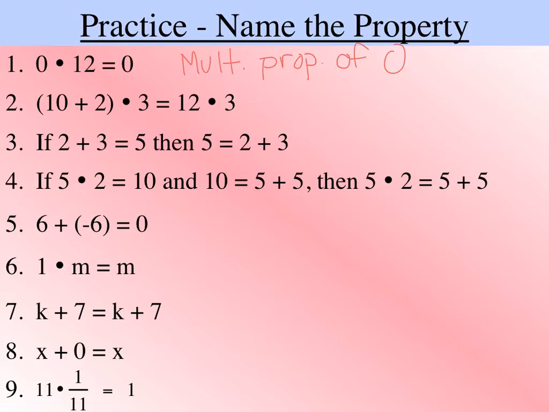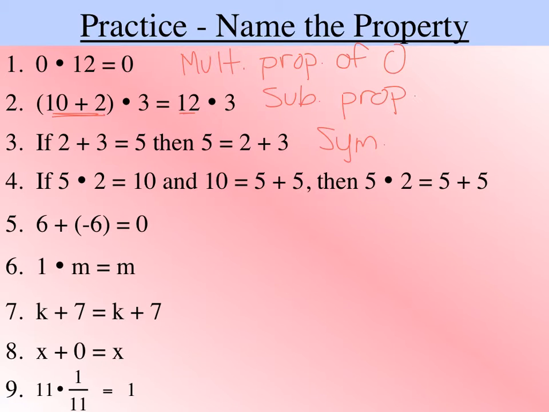Number 1, you're multiplying by 0 to get 0. That should have been multiplicative property of 0. Number 2, that 10 plus 2 changed to a 12, so that's going to be substitution property, and I'm going to definitely shorten these as I write them out because I'm a lazy writer. Number 3, if 2 plus 3 is 5, then 5 equals 2 plus 3. That's symmetric property, where you can flip-flop the sides of the equation.